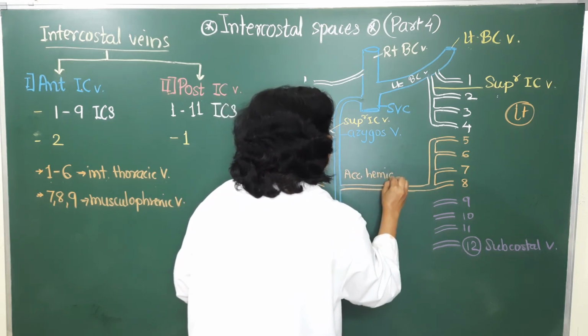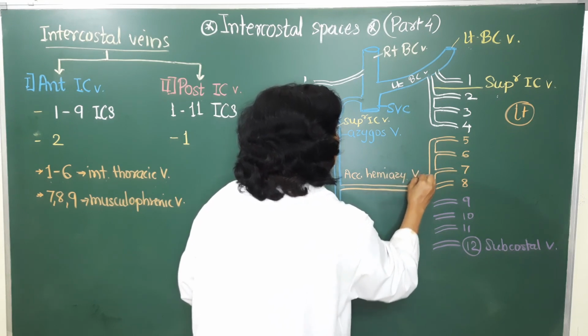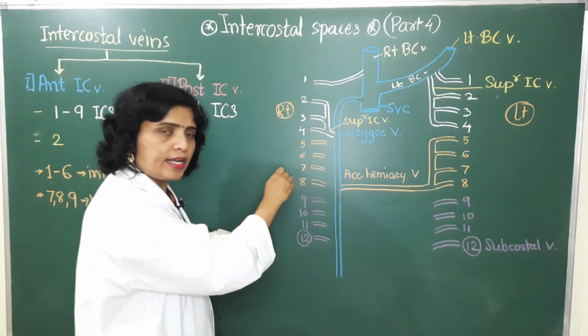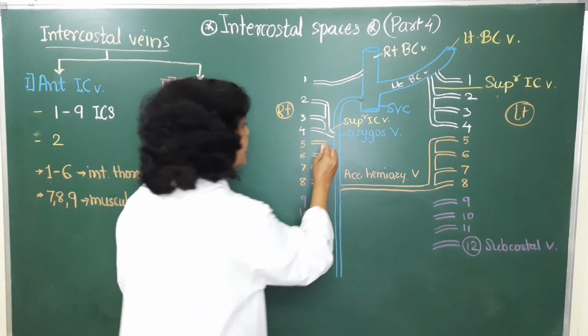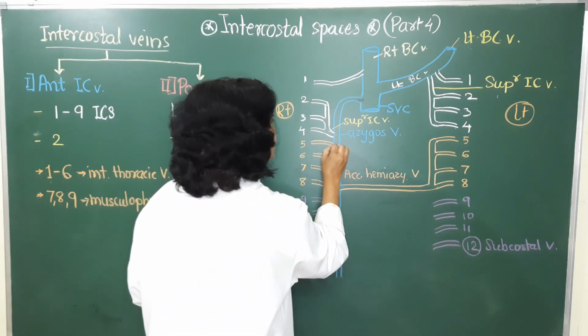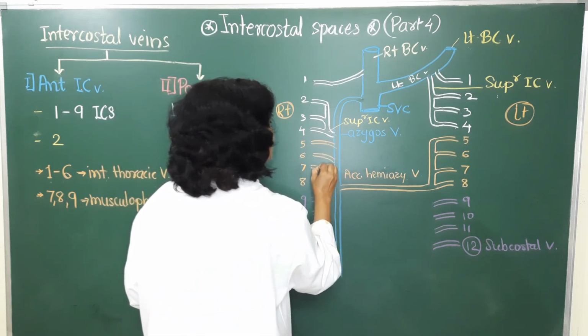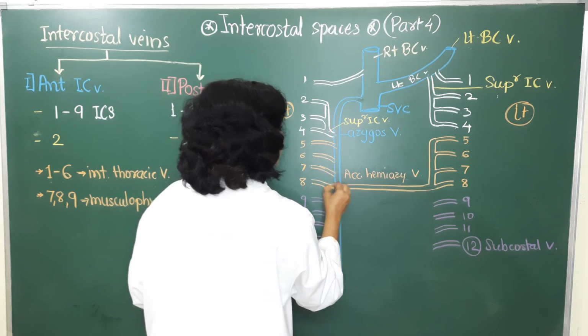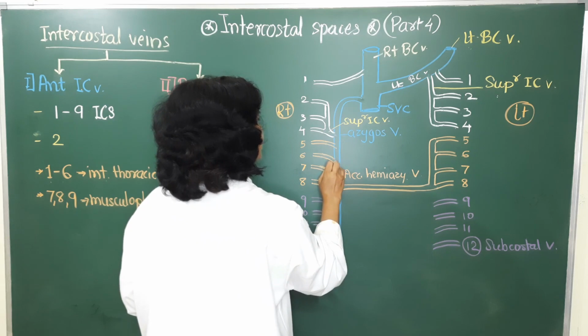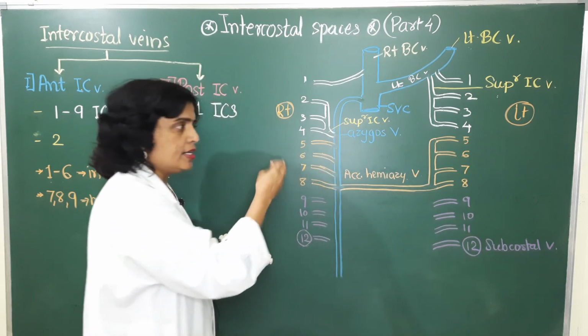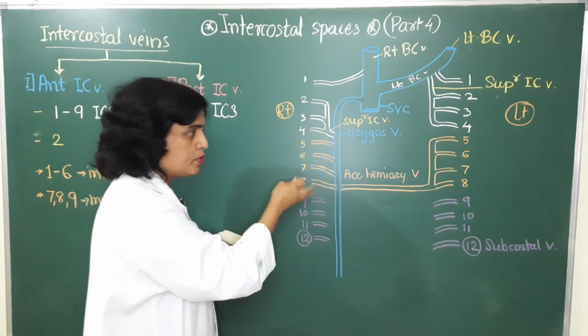Accessory hemiazygous vein. Okay. On the right side, as there is the azygous vein nearby, all these veins, that is 5th, 6th, 7th and 8th, open in the azygous vein. So that is the drainage of the posterior intercostal veins up to the 8th.